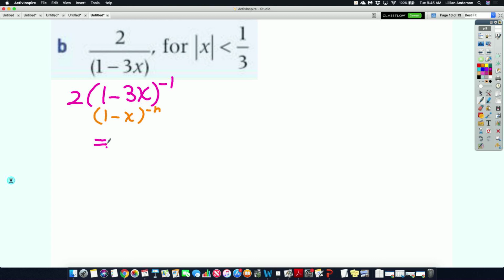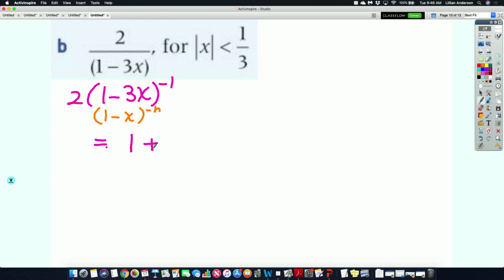It's going to start with a what? It's going to start with a 1. Remember, we're going to put the 2 in at the very end. Technically, it does start with 2, but let's save that for the end. It's going to start with a 1. Use the formula. Then it goes plus n times x, right? Yes?